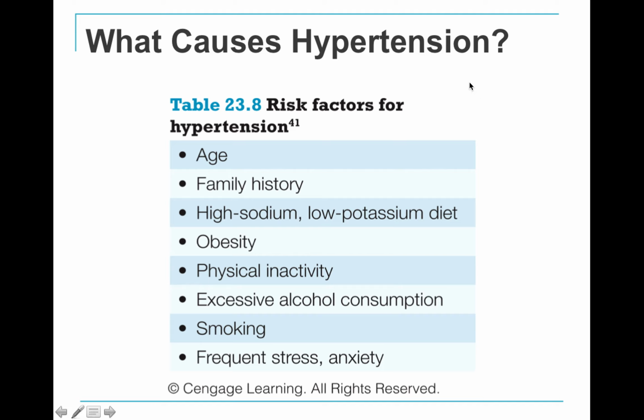And as far as what causes hypertension, we mentioned too much sodium in your diet. That's a big one. And all the things that you probably know already: the older you are, the higher risk you are. If you have a family history, high sodium, low potassium, obesity, physical inactivity, or excessive alcohol consumption, because that can actually pull too much of the potassium out of your body, as well as other minerals like magnesium. And smoking causes all kinds of issues, as we know. But having anxiety and stress can also lead to hypertension.